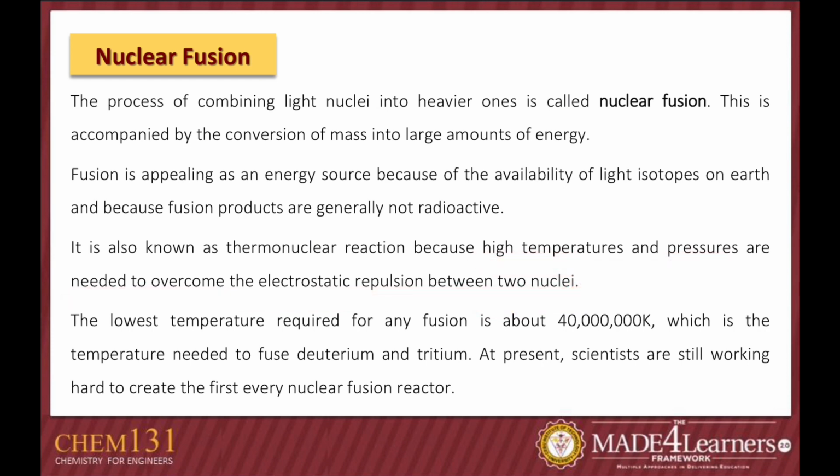Now, the lowest temperature required for any fusion is about 40 million Kelvin. If you convert that to Celsius, it's still around 40 million degrees Celsius. Imagine how hot that is. That is the temperature needed to fuse deuterium and tritium, which are isotopes of hydrogen. Hydrogen 2 and hydrogen 3, the lightest ones. And imagine 40 million degrees Celsius for these lightest elements or isotopes.